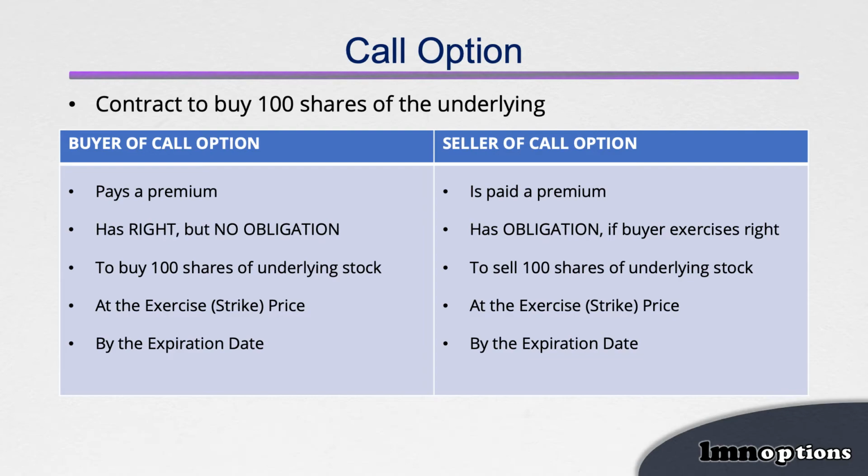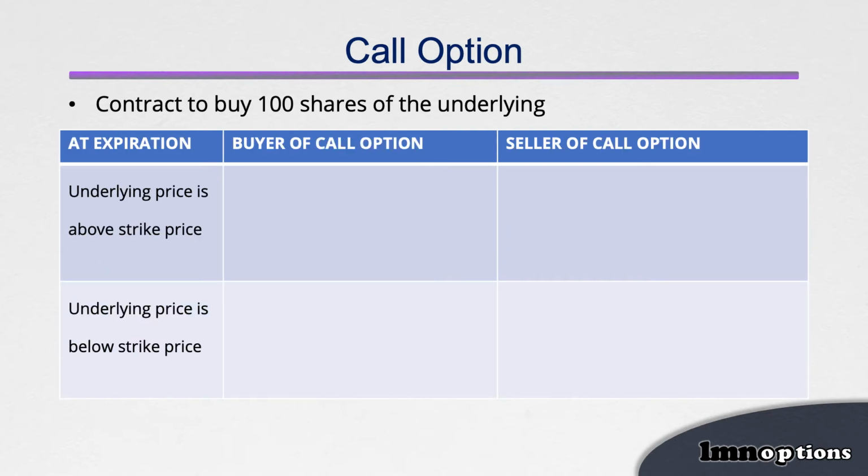The seller of the call option is paid a premium and therefore has the obligation, if the buyer exercises the right, to sell 100 shares of the underlying stock at the exercise price by the expiration date to the buyer of the call option. We also saw in the two scenarios, when the price of the underlying is above the strike price at expiration, the buyer of the call option can exercise the right to buy the underlying at the strike price, which is cheaper than the current market price.